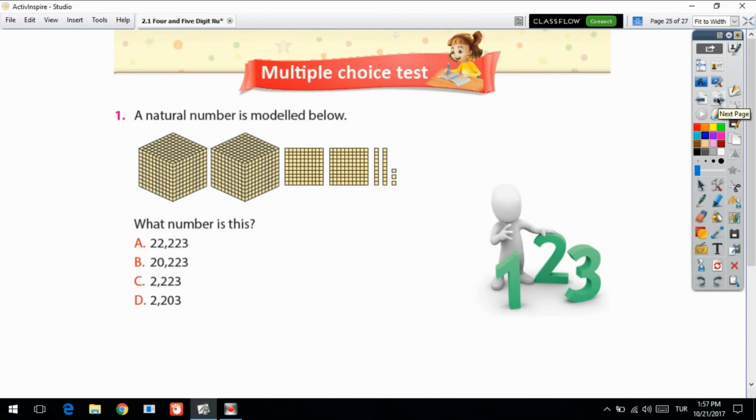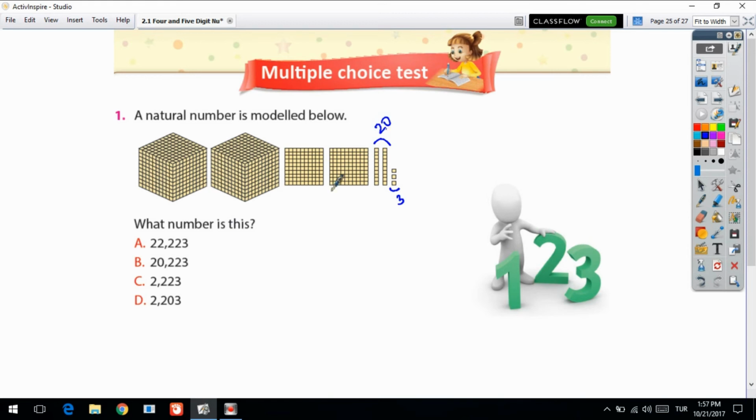First I will find the answer, then I will choose. I will make a circle for A, B, C, or D. Okay, let's look at question one. A natural number is modeled below. First of all, what number is this? I will count the squares. How many squares? 3. How many squares here? 1, 2, 3, until the last one, 10. So how many tens do you have? 2. If I multiply them, 2 times 10 is equal to 20. Is there any problem? No.